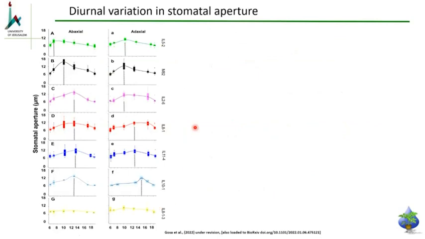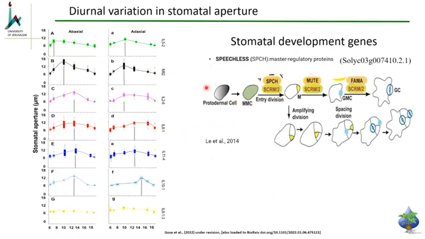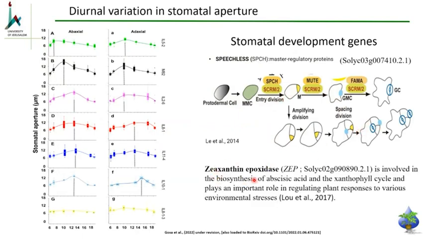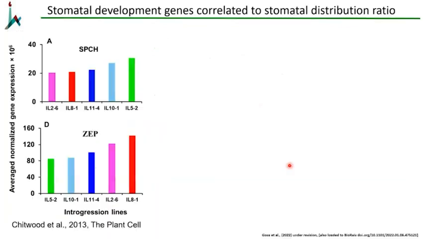We did the same for all the plants, and we found a very interesting trend of maximum peak of the stomatal aperture. We were wondering if these density differences are related to the speechless gene. Speechless is a gene involved in the regulation of stomata in the leaf. And we also were wondering if some of this time of the day is related to some stress gene, like zeaxanthin epoxidase, which is related to stress.